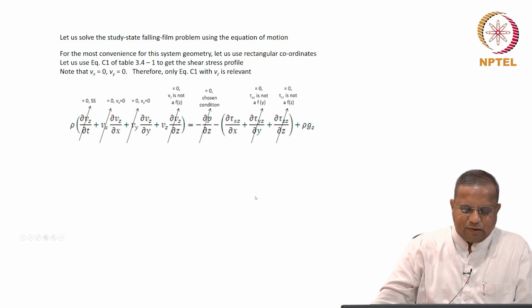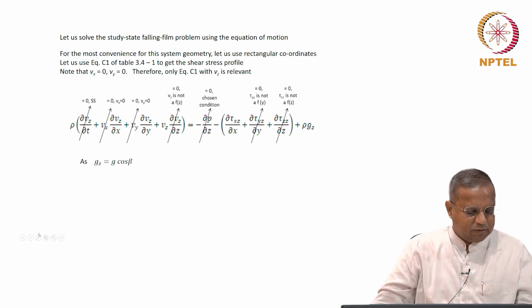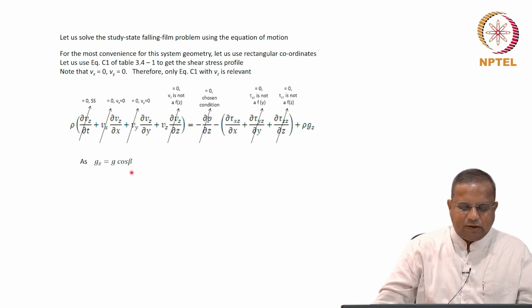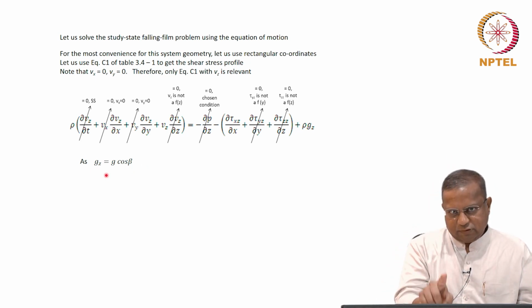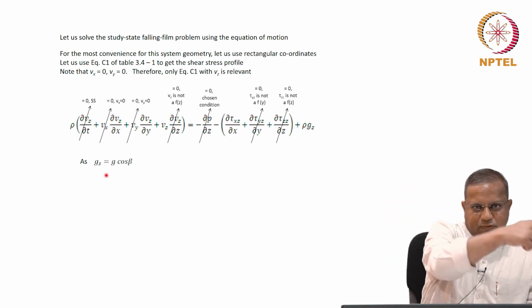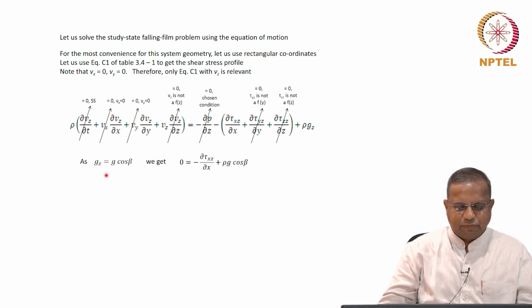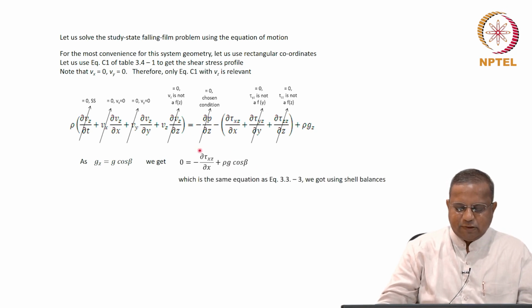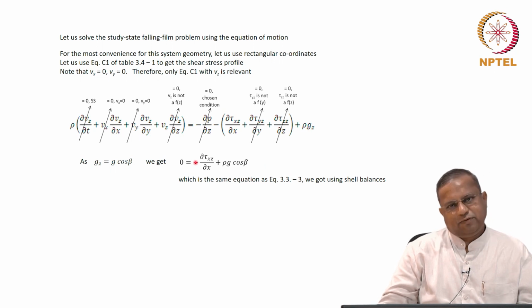So what we get from this equation is, I think I need to get back to this. Gz is nothing but g cos beta. Okay, g was in this direction, this was the beta, so the component here is g cos beta. And if we substitute here, we are going to get 0 on the left hand side. This term remains, dou x of tau xz, plus this becomes rho times g cos beta, okay, which is exactly the same equation that we had earlier.